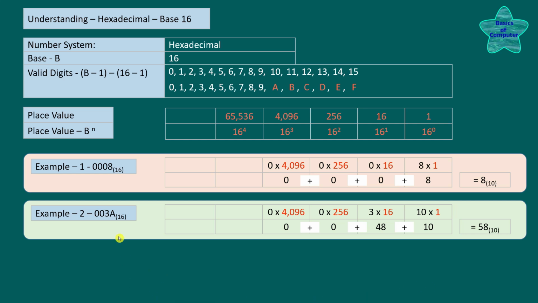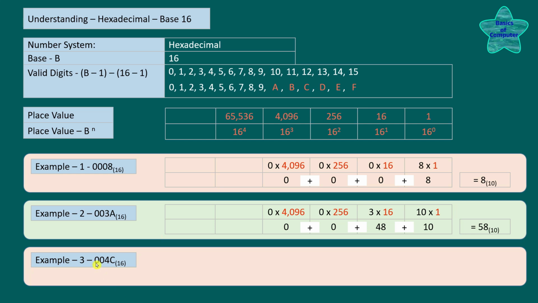Notice, whenever we got this letter A, we take the corresponding number we have here. Like for A, we took 10. Similarly, if there was C, for example, we should take 12. This can happen in any of the places.